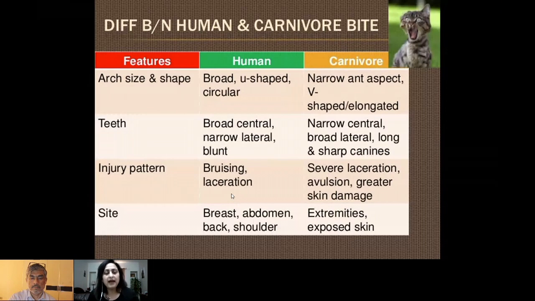An injury pattern, which shows bruising and laceration in a human bite, whereas in a carnivore bite, it will be severe laceration, avulsion, and greater skin damage. And the sites of a human bite are usually breast, abdomen, back and shoulders, whereas a carnivore's bite will be the extremities and the exposed skin.